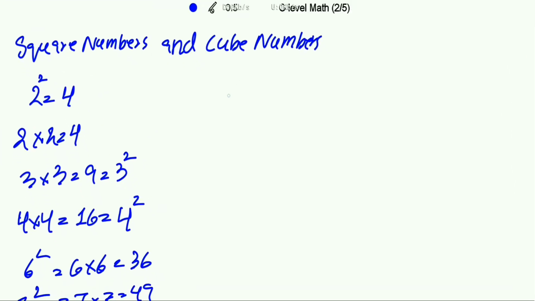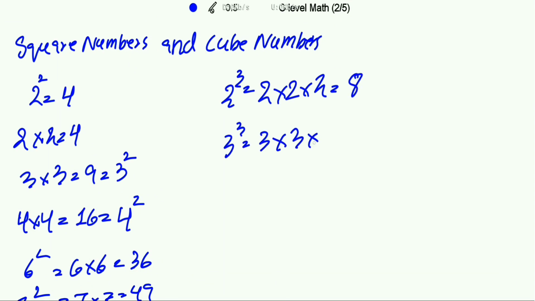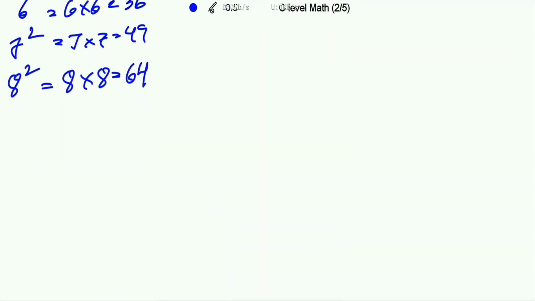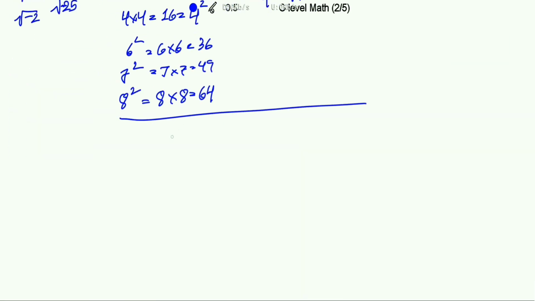Cube numbers are those numbers where you put a power of 3 on any number. So 2 to the power 3 means 2 is multiplied 3 times, giving 8. 3 to the power 3 is 3 multiplied 3 times by itself, so 27. 4 to the power 3 is 4 multiplied by 4 multiplied by 4: 4 times 4 is 16, and 16 times 4 is 64. So these are all cube numbers. Now we're going to understand what factors are.